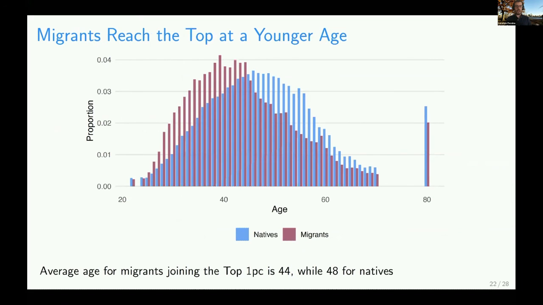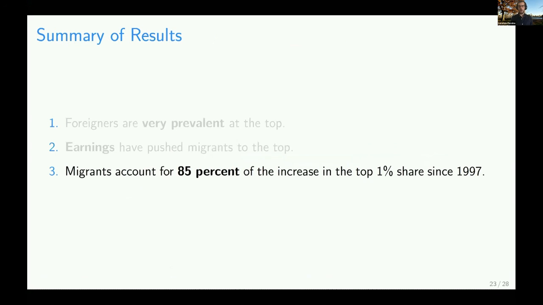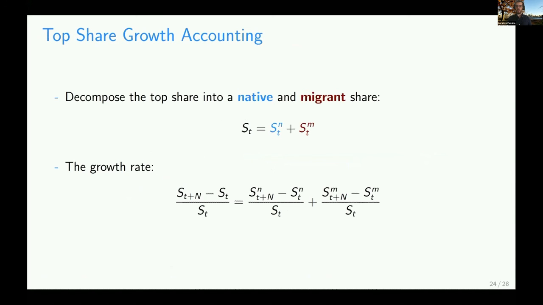And you can see that migrants joined the top 1% at a younger age than natives. Then in the last part of the presentation, let me go over the third set of results. In the spirit of the growth accounting literature, we try to account for how much migrants are contributing to the increase in the top share in the UK. To do that, we decompose the top share into a native and a migrant share, and we also decompose the growth rate.